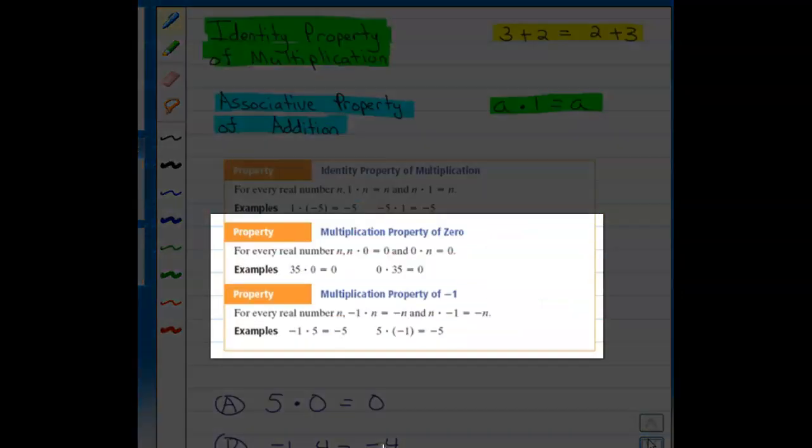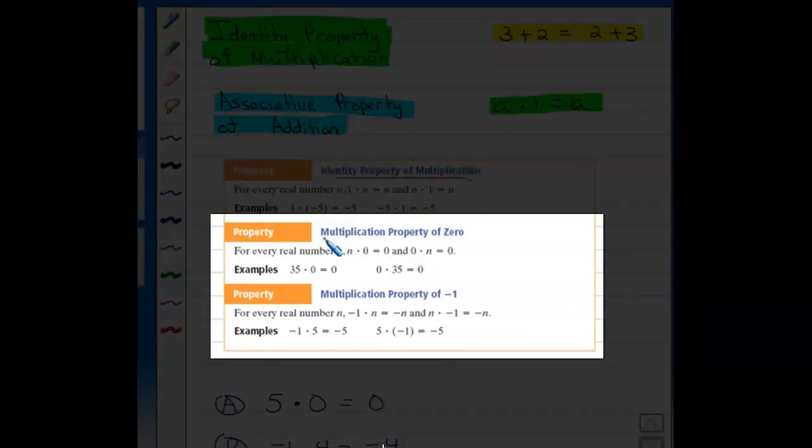Alright, you guys, let's go over some more properties. The multiplication property of 0 states for every real number n, n times 0 is equal to 0, and 0 times n is equal to 0. So 35 times 0 is equal to 0. 0 times 35 is equal to 0.